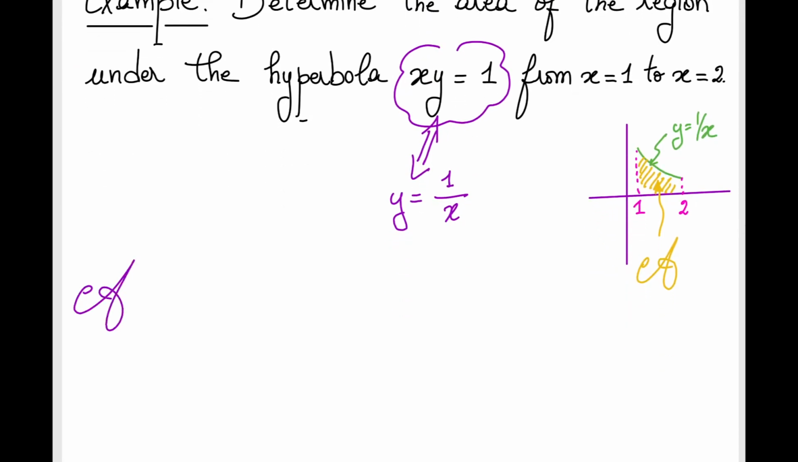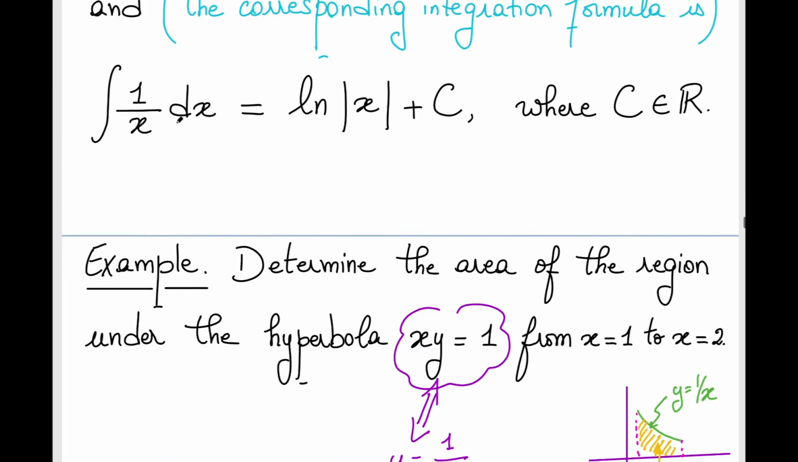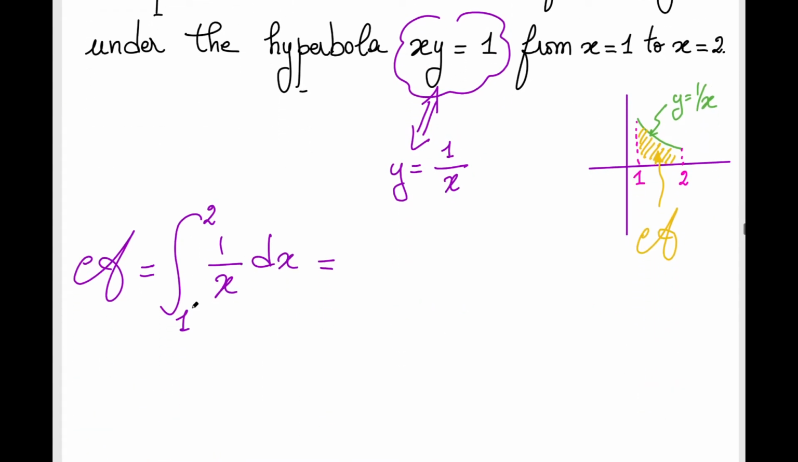So the area is the integral of the function 1 over x dx, because the function is positive, so the net area becomes the area itself, right? And x varies from 1 to 2, correct? Remember this property? And what's the primitive of 1 over x dx? It's ln of absolute value of x plus a constant. We're not going to worry about the constant because this is a definite integral. So that's ln of absolute value of x between 1 and 2.